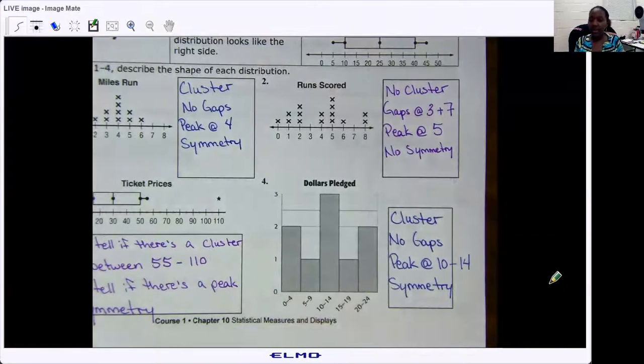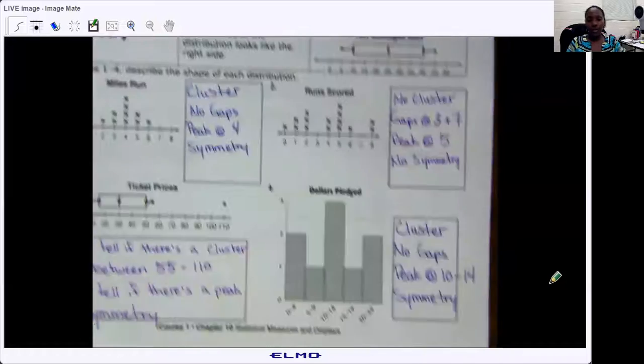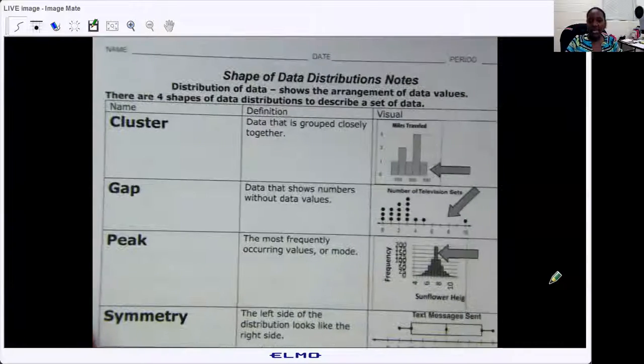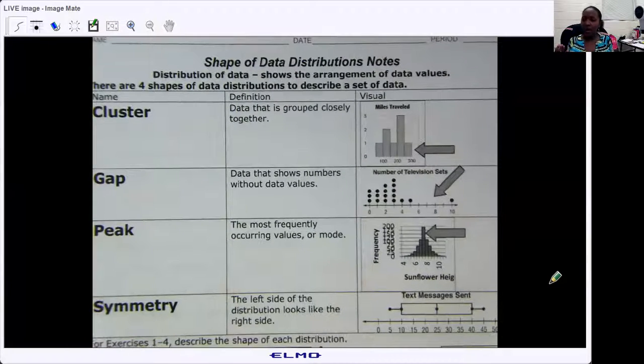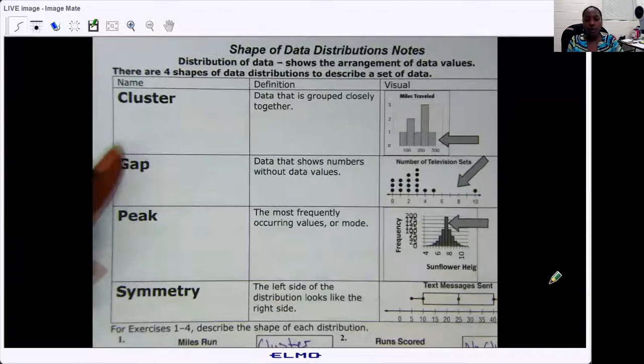All right, ladies and gentlemen, that is our notes on shape of data. Again, it's no math involved. It's just looking at the data and describing what it looks like based on these 4 terms.